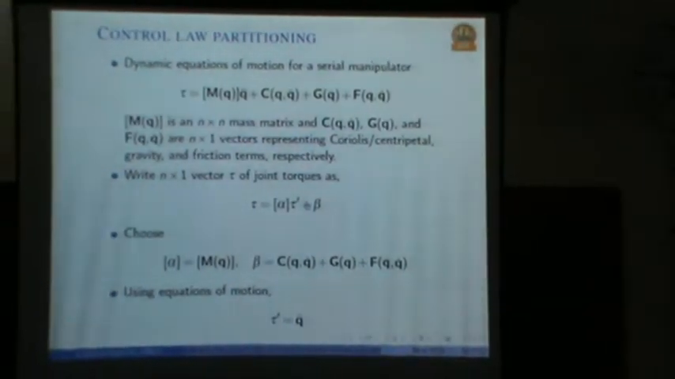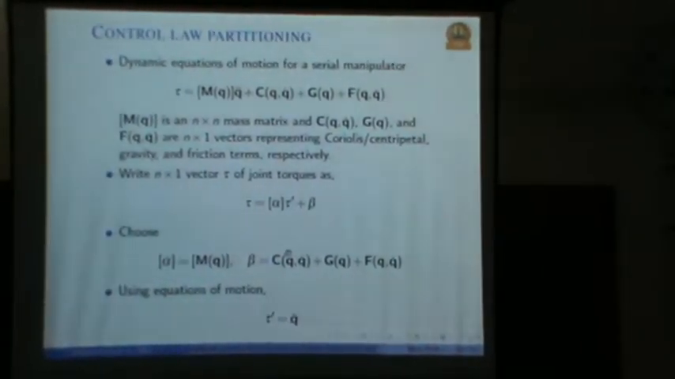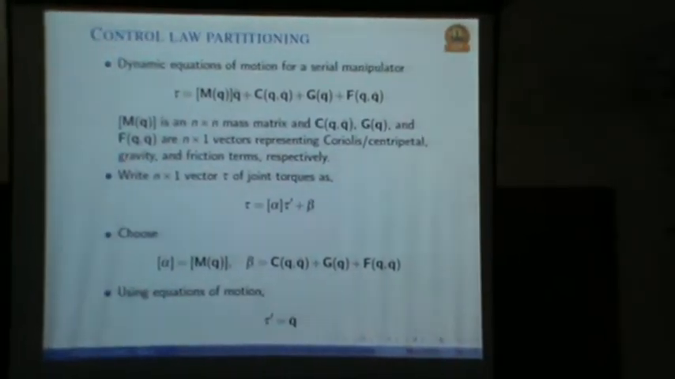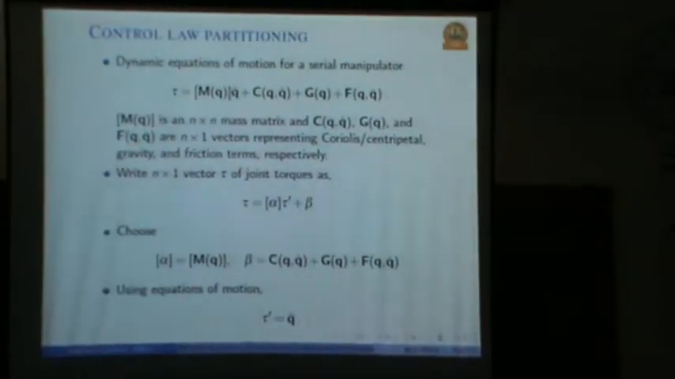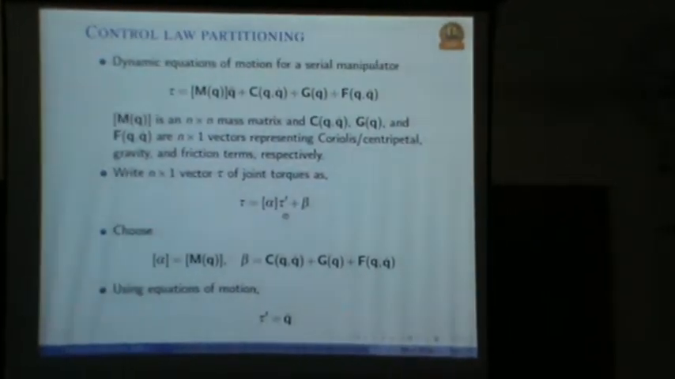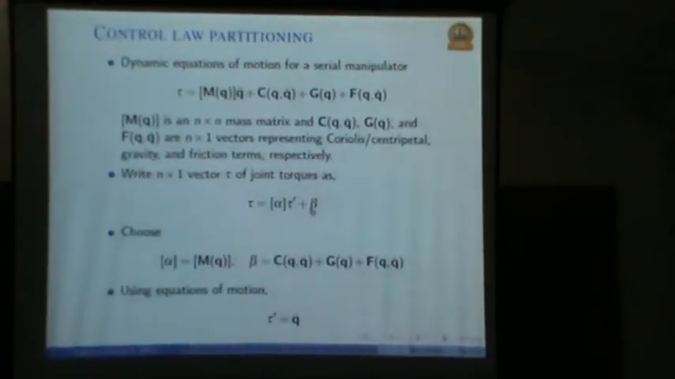And what is tau prime? Tau prime is nothing but the PID controller. So tau prime is what we compute using the PID or PD controller. I am going to multiply that part of the PD controller torque with some alpha and add it with some beta. So this is the basic idea.